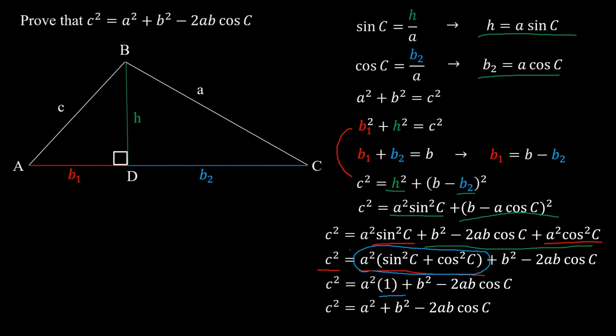And 1 multiplied by a squared is just going to be a squared. So now we know that c squared is going to be equal to a squared plus b squared minus 2ab cosine c. Now that is pretty much everything that you need to prove the law of cosines.